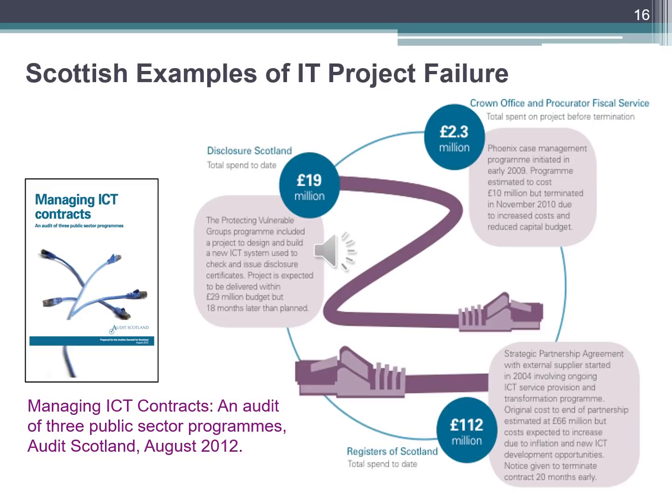If you want to examine some more failures in IT projects, you can also have a check on Scottish examples of IT failures. I'll just name a few of them. The Crown Office and Procurator Fiscal Service project, the Registers of Scotland project, and the Disclosure Scotland project. You can have a look and better understand the reasons for failure.